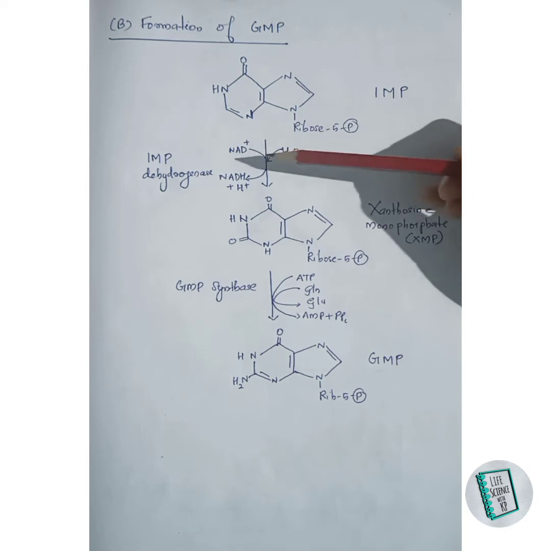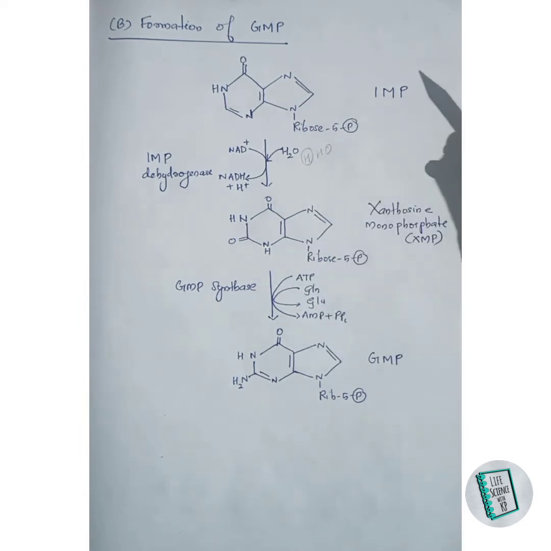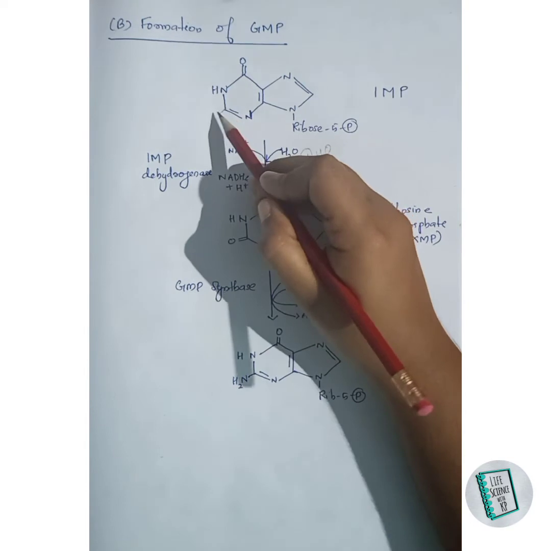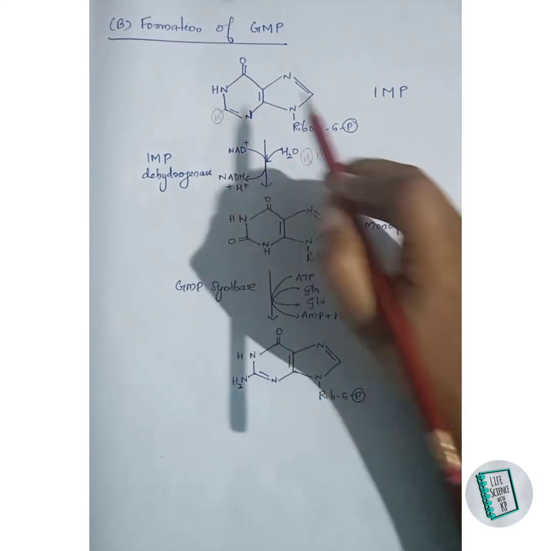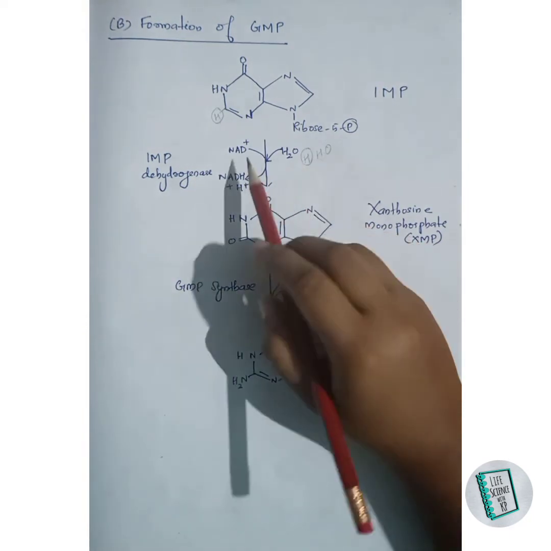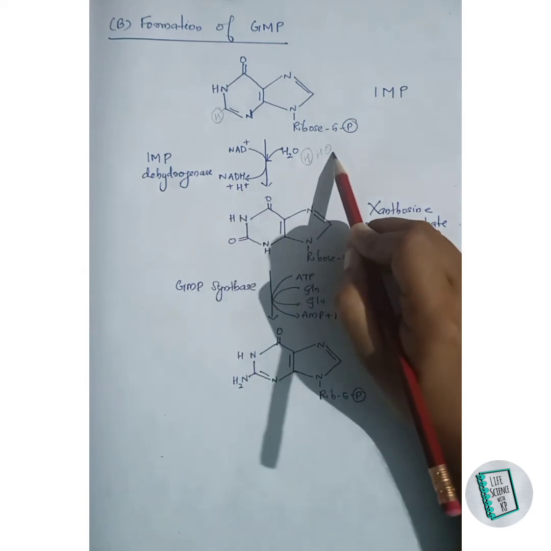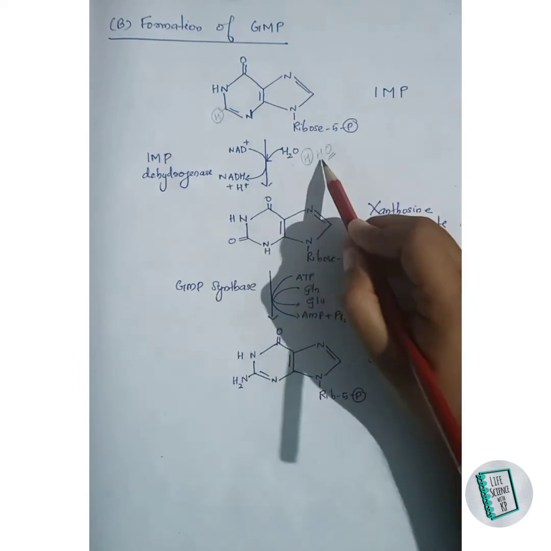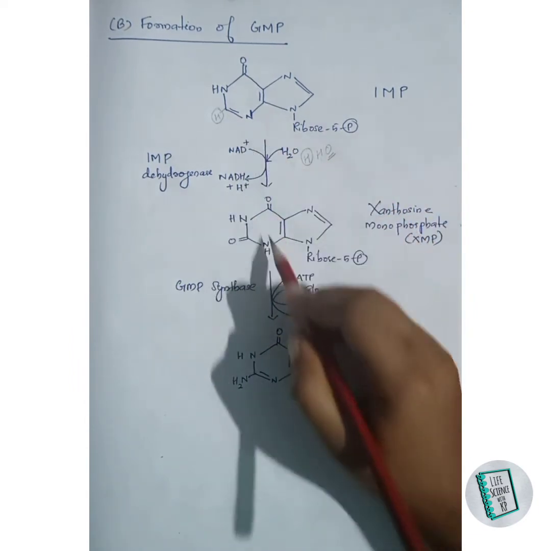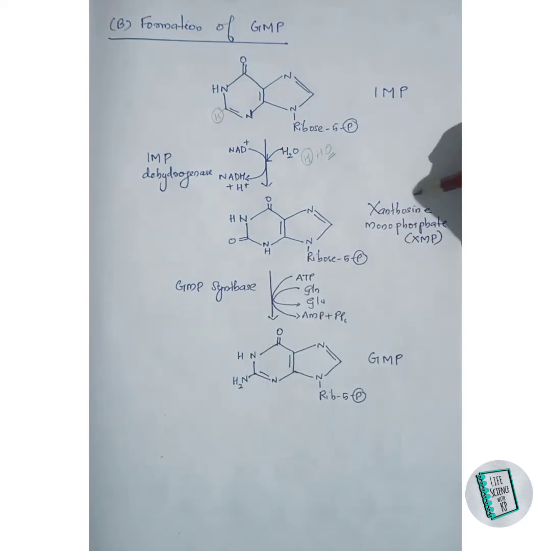So here one of the hydrogen from this water molecule, along with one of the hydrogen present on this carbon atom, which is already present here. So this hydrogen along with this hydrogen of water molecule leaves with NAD plus as NADH2. Now this oxygen joins with this carbon with a double bond, and this hydrogen joins with this nitrogen as a single bond. So this XMP is formed.